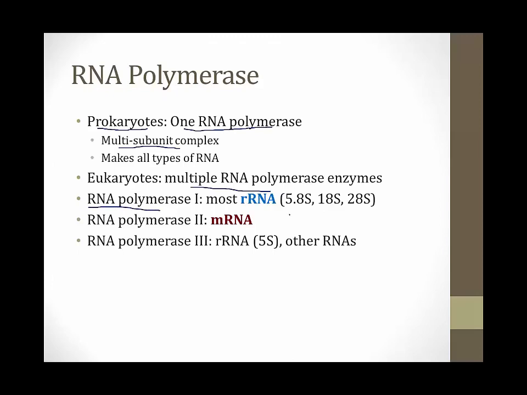In eukaryotes, there are multiple different RNA polymerase enzymes that function in cells. RNA polymerase 1 makes most of the ribosomal RNA. Ribosomal RNA comes in a number of different sizes, and RNA polymerase 1 makes the 5.8S size, the 18S size, and the 28S size. RNA polymerase 2 is the RNA polymerase we're going to talk a lot about in this video. It's used to synthesize messenger RNA. And then RNA polymerase 3 makes some forms of ribosomal RNA. It makes the 5S size, and it makes some of the other forms of RNA found in cells.